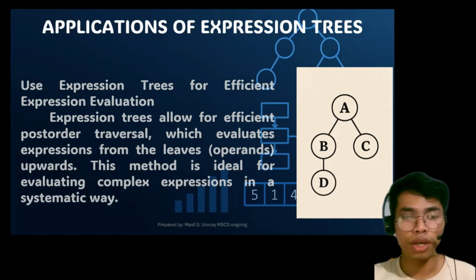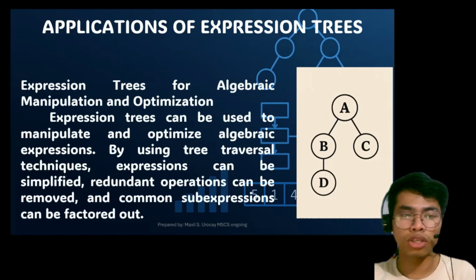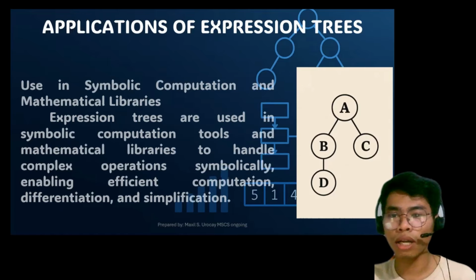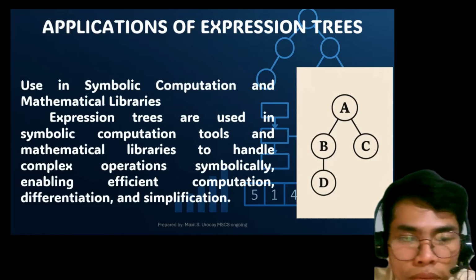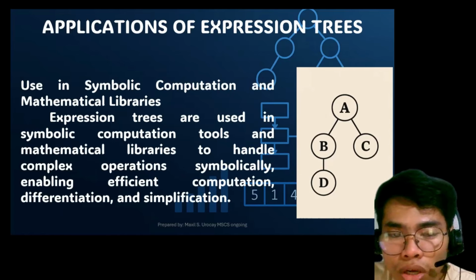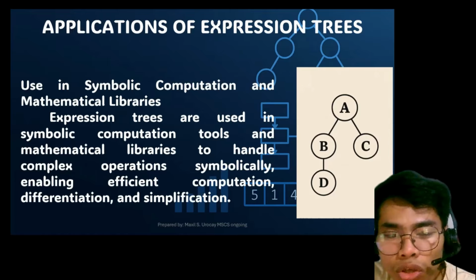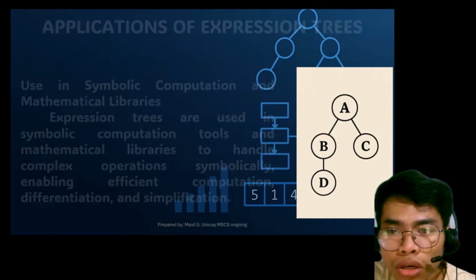And we are also using them for algebraic expression manipulation and optimization. They can be used to manipulate and optimize algebraic expressions by using tree traversal techniques. Expressions can be simplified, redundant operations can be removed, and common sub-expressions can be factored out. After that, they are used in symbolic computation and mathematical libraries. Expression trees are used in symbolic computation tools and mathematical libraries to handle complex operations symbolically, enabling efficient computation, differentiation, and simplification. So there will be disadvantages of expression trees as well.